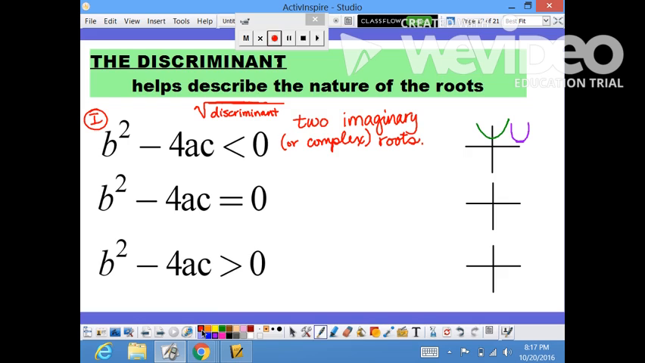Okay? Our second case, case number 2, is when b squared minus 4ac is equal to 0. Well, if b squared minus 4ac, or our discriminant, equals 0, what's the square root of 0? That's 0, and it's only one 0 that we know about. So if your discriminant equals 0, the nature of your roots is that you're going to have one real solution. In other classes, this is also called a repeated root.